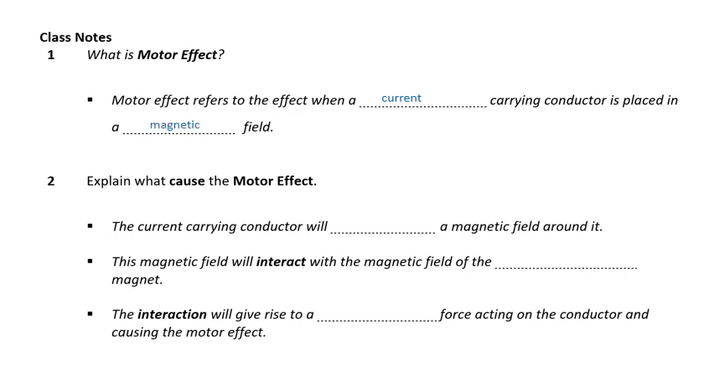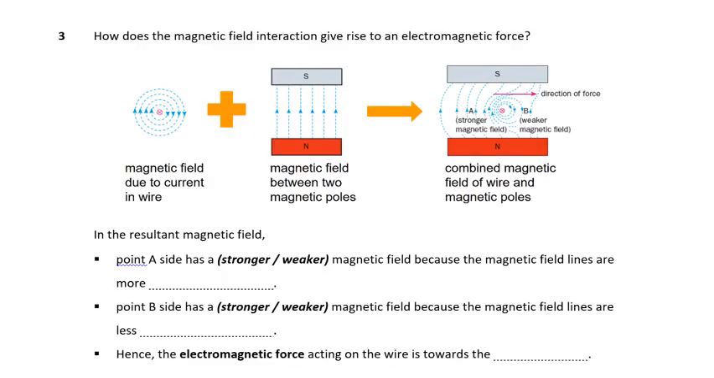Okay, and to explain what really causes this effect, we all know by now that all current carrying conductors will generate a magnetic field around the conductor itself. When this magnetic field of the current carrying conductor interacts with the magnetic field of another permanent magnet, for example, then this interaction gives rise to an induced magnetic force acting on the conductor and causing the motor effect. We will now take a look visually at how this actually happens.